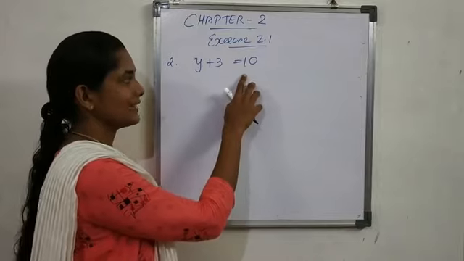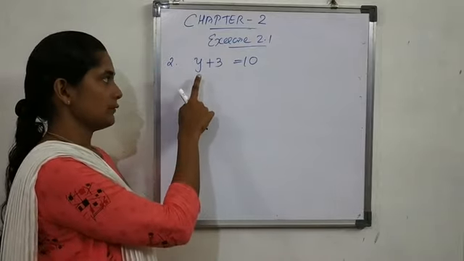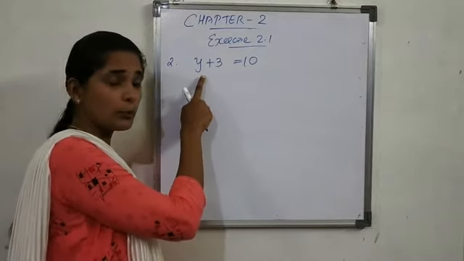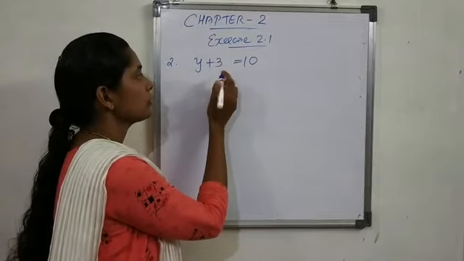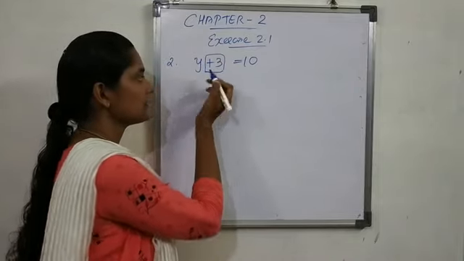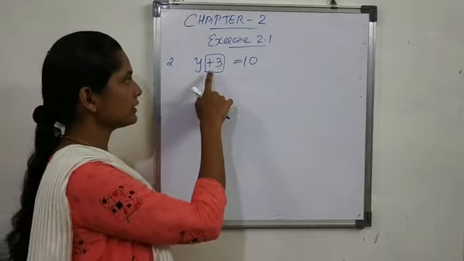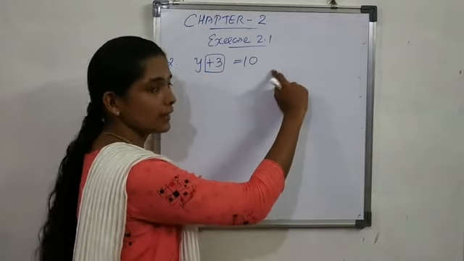Y plus 3 is equal to 10. Here the variable is y. We have to find the value of this y. Then the constant is this one. Here plus 3 is the constant. Then move this plus 3 to the right side.